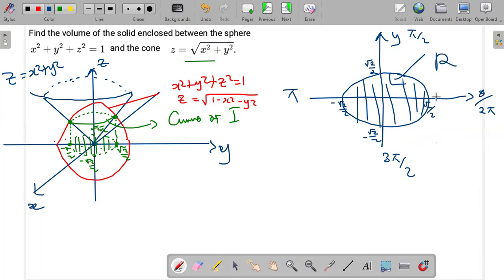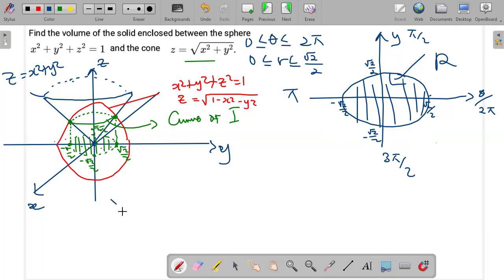So this region is sweeping the whole thing from 0 all the way to 2 pi. So my theta is from 0 all the way to 2 pi, and then my radius will just be from 0 all the way to root of 2 over 2. Okay, so we have changed this region into polar coordinates. What is remaining now is to change the function.